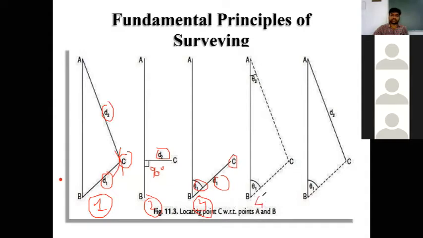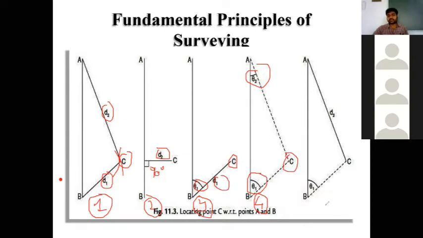Next, coming to the fourth case. In the fourth case, again you have the reference points, that is AB. AB is drawn linearly, and angle ABC and angle BAC are drawn with the help of angular measurements, θ1, θ2. Wherever they intersect, where the joining point comes, that point is going to be your new point, named C.